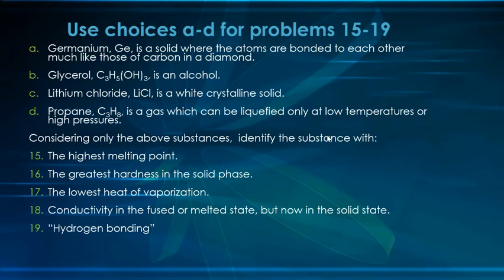Germanium is a metal, and so they're going to be tightly bound, but oh, look at that description. It's a solid where the atoms are bound to each other, much like those of carbon in a diamond. So they've just said that's a network solid, network covalent solid. All right, I should have read these thoroughly.